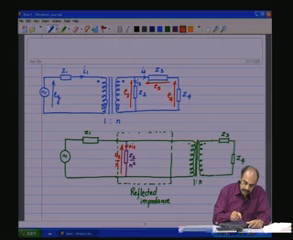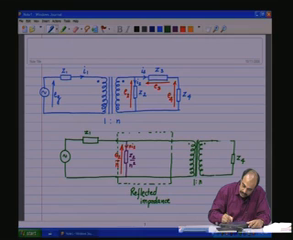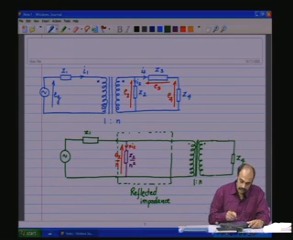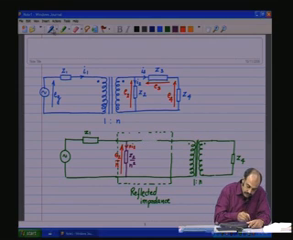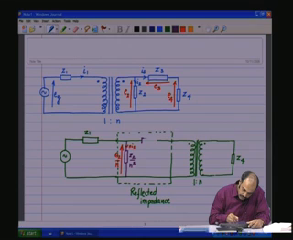Now let us transfer the Z3. So Z3 is removed. It is now replaced with a short. And then on this side, let us make some space for Z3, and we have Z3, but it is having a value Z3 by n square.